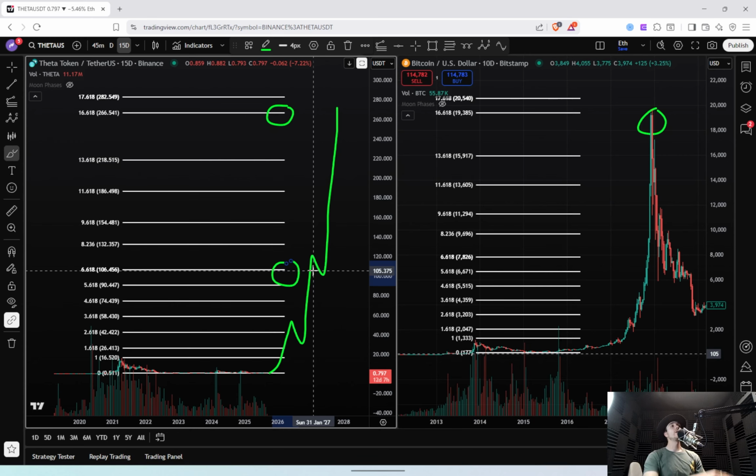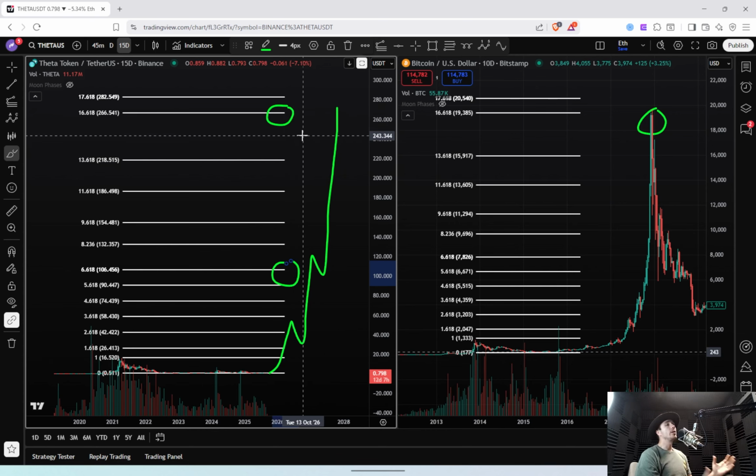Now imagine if it goes all the way up to the 16,618 and blows people away in a mass adoption phase for crypto, and we start to go parabolic into the moon for all of these coins. Then Theta really could make millionaires very easily.